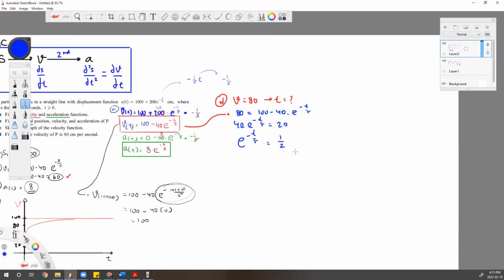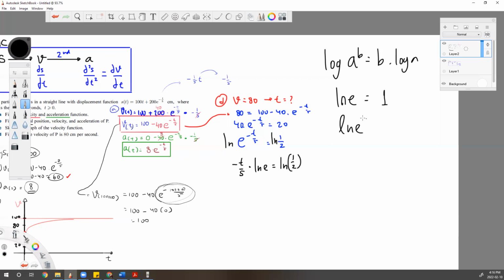Okay, and then in order to solve for e, you need to take ln of both sides, because ln e equals 1. So the negative t over 5 is brought down to the left, times ln e. Remember the logarithmic rule? Log a to the power b equals b times log a. So if I have ln e to the power n, it equals n times ln e, which equals n itself.